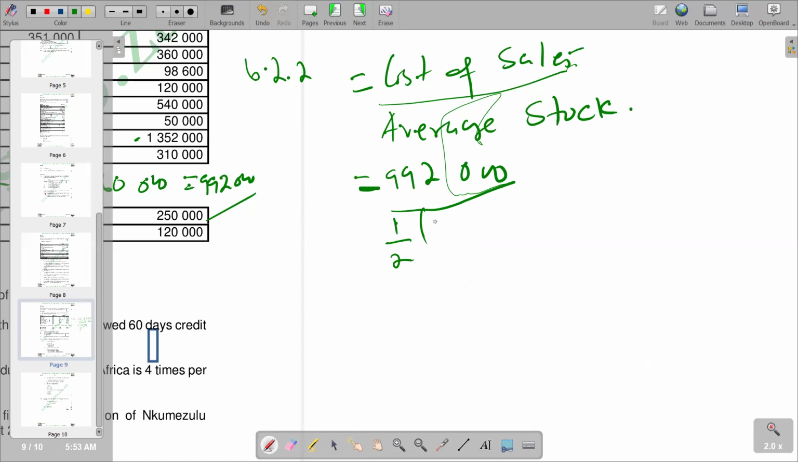So we are saying 90,000 plus 120,000. We simplified further, it becomes 992,000 divided by half of 90,000 plus 120,000, and the figure that we are supposed to get there is 105,000.